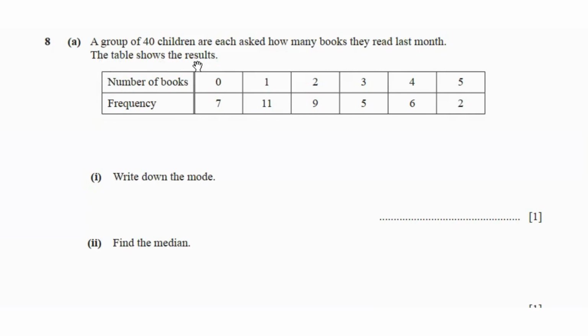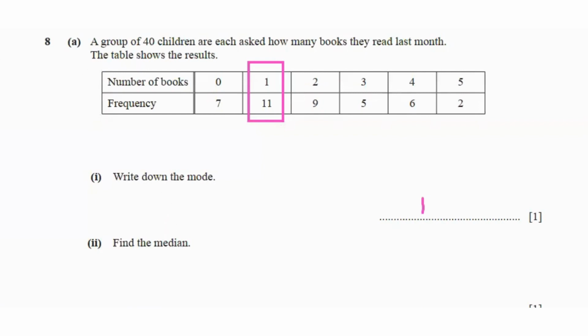A group of 40 children are each asked how many books they read last month. The table shows the results. Write down the mode. So the mode is always your highest frequency. And if you look at these values, the highest frequency is for the number of books which is 1. So that means our answer is going to be 1.